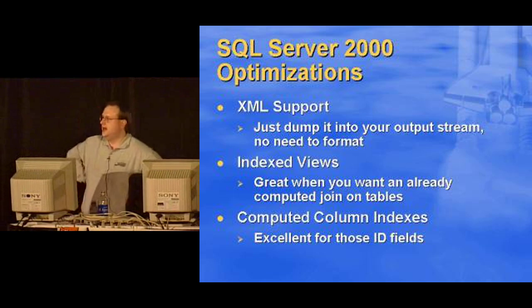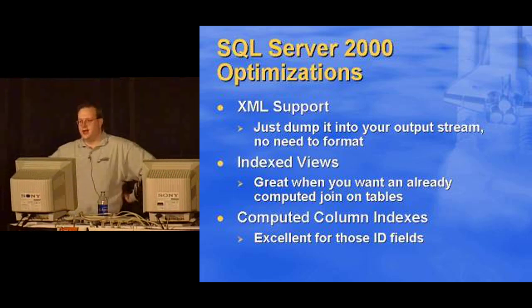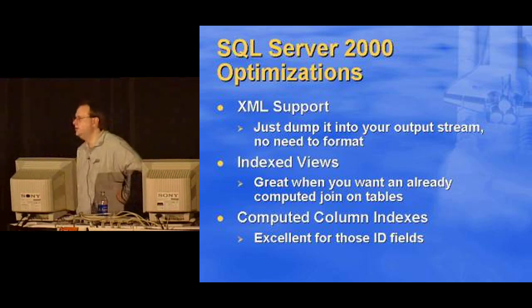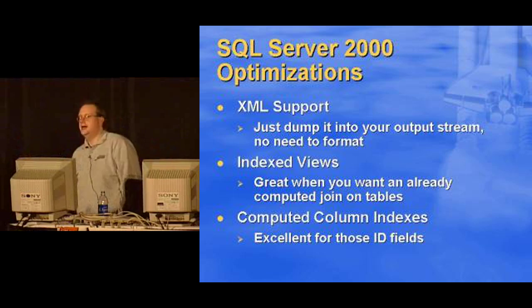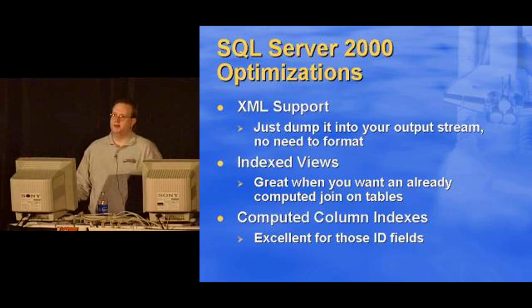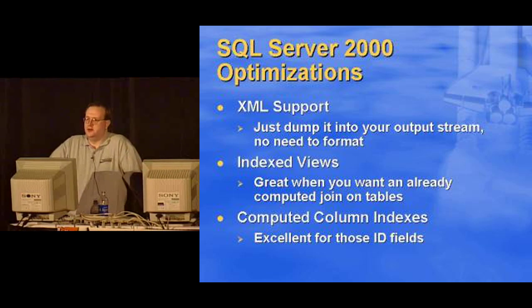Because remember, your client side, your browser, whatever, is still going to have to go through and parse all that out anyway. The ability for your server not to have to mess with all the HTML tagging and setting all that up can really help you out. Index views. This one is extremely good if you've got any joins or views sitting around. Before you wouldn't be able to put an index on these, and now you can.